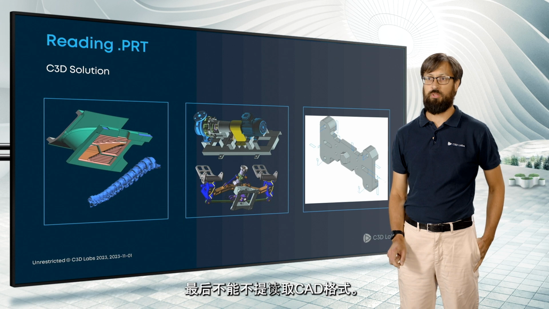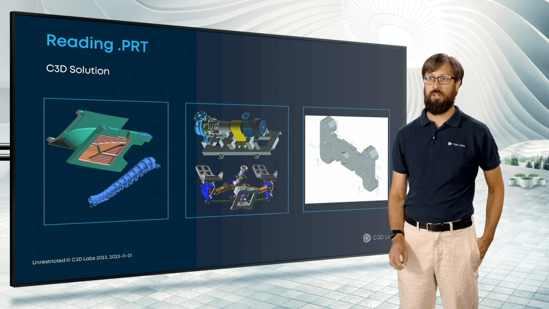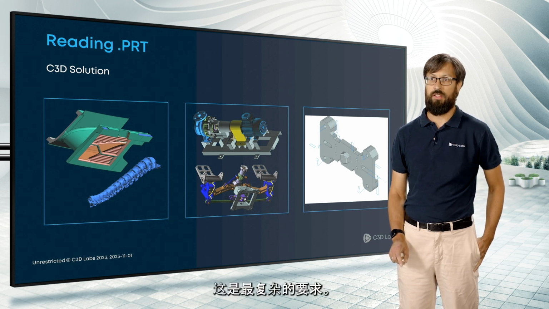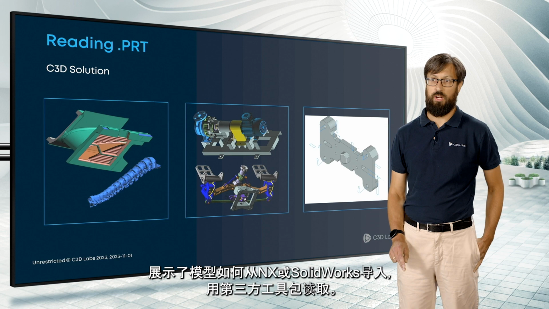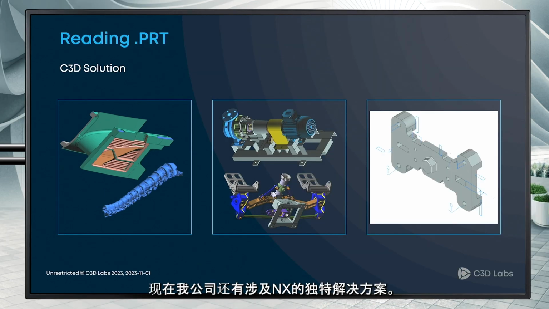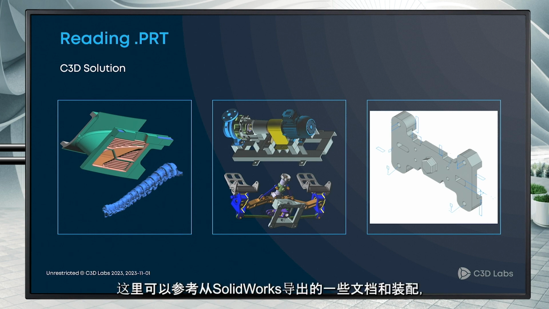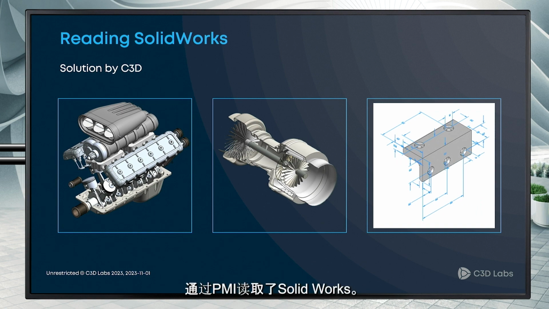And last but not the least is reading CAD formats. It is the most challenging requirement. Two years ago, we presented our plugin system and showed the models input from NX and SolidWorks files using third-party toolkits. Now we have our own solution for that. Here are some parts and assemblies from NX. PMI is also presented here. And here are some parts and assemblies, also with PMI, we managed to read from SolidWorks.